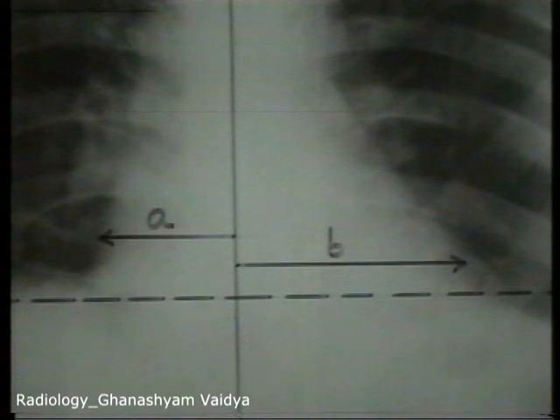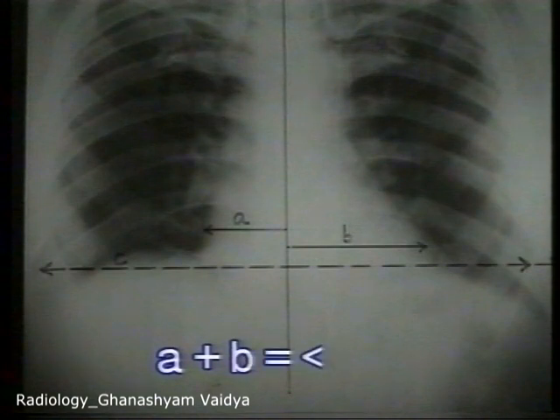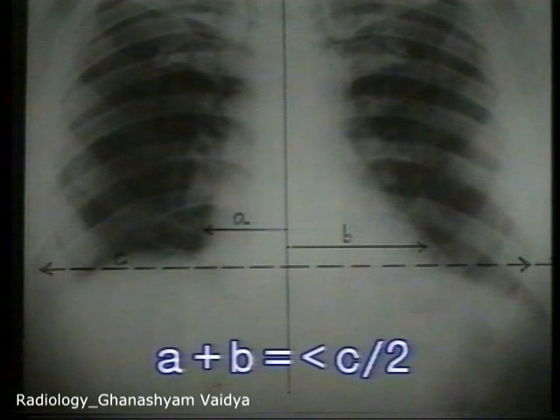To measure the cardiothoracic ratio, draw a vertical line through the center of the spine. Draw lines A and B perpendicular from this line to the maximum widths of the right and left heart borders. A plus B gives the maximum transverse diameter of the heart. It should be less than half of the maximum transverse diameter of the chest, that is C, that is the transverse line joining the inner borders of the ribs at the widest portion of the chest. We will study the details of the heart shadow in a later section.